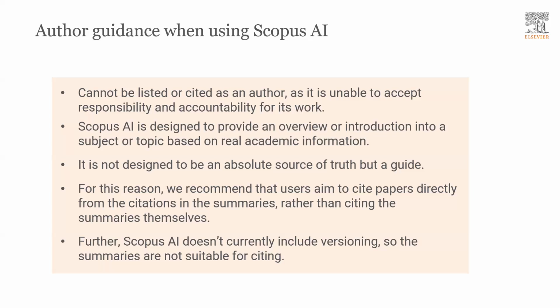Also, as I mentioned previously, Scopus AI does not include versioning. So the summaries are not suitable for citing as well, because every time you activate a query, it will be different from the previous one, because it's taking into account new information every time. And the agency of the AI is also of such a nature that it will create a unique and new response to your query. So if you cite anything that you retrieved from Scopus AI, there's no way for your supervisor, for example, to check that, because there's no versioning in place.